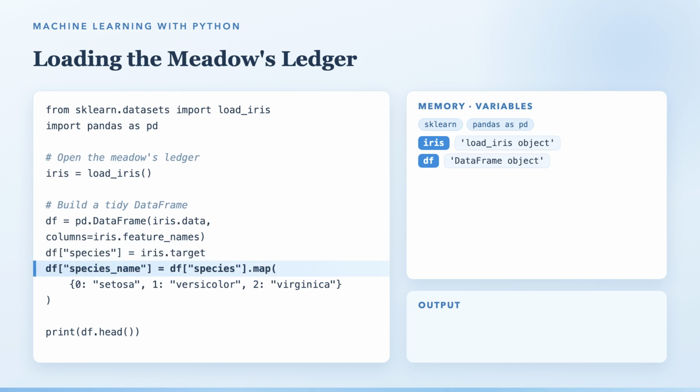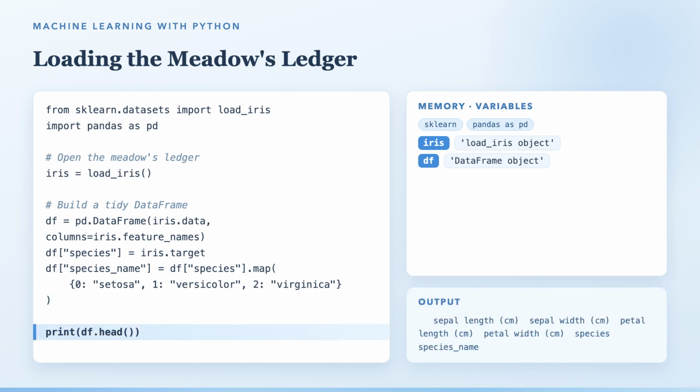Let's walk through this code, 1 line at a time. First, from scikit-learn datasets we import load_iris, and we import pandas as pd. Then we call load_iris and keep the result in a variable named iris. Next, pd.DataFrame turns iris.data into a table, using iris.feature_names as the column names, and we store it in df. We add a new column called species, filled with iris.target. Then we map those numbers to names. 0 becomes Setosa, 1 becomes Versicolor, and 2 becomes Virginica, all saved in a column called species_name. Finally, print df.head shows the first 5 rows, all Setosa, with petals 1.4 centimeters long.